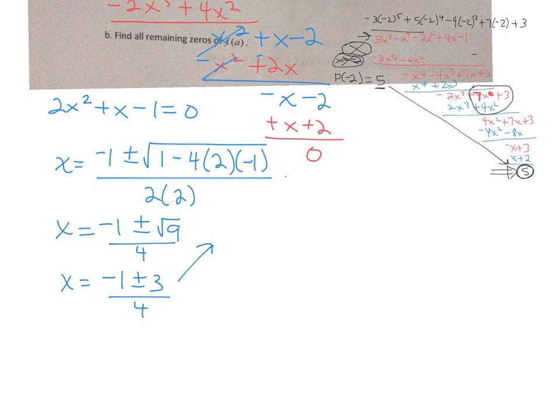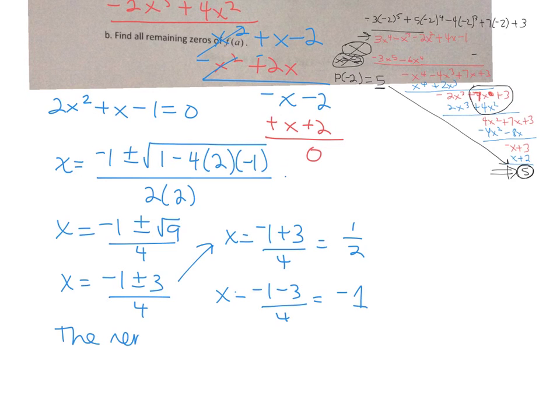What that means is that x is equal to negative 1 plus 3 over 4, or x is equal to negative 1 minus 3 over 4, and that gives you 2/4 or 1/2, or negative 4 over 4, or negative 1. So the remaining roots are 1/2 and negative 1.